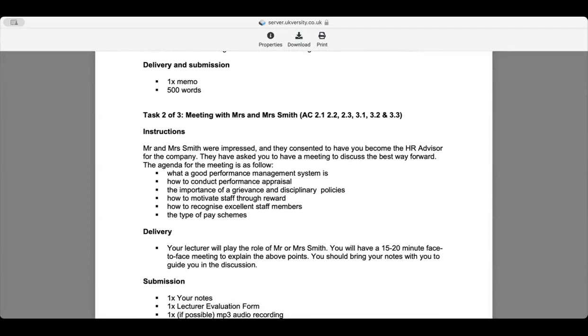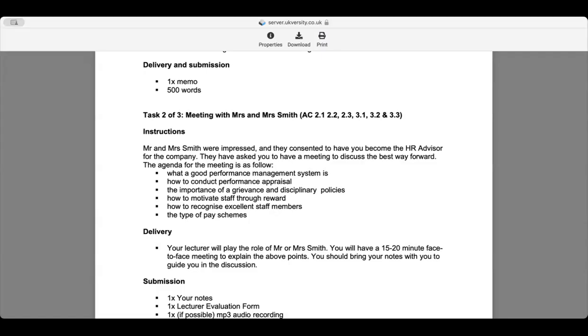Then, next task, meeting with the directors: performance management and reward system. Understanding the task: in this section, you will prepare notes for a meeting with the company's directors, Mr. and Mrs. Smith. You must explain best practices in performance management, staff motivation, and pay structure. How to structure your meeting notes?